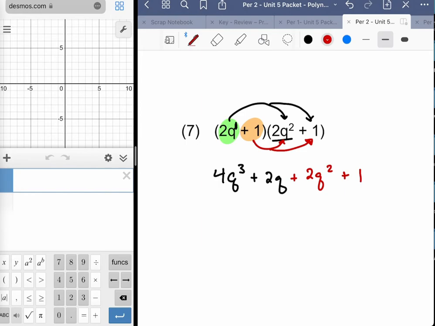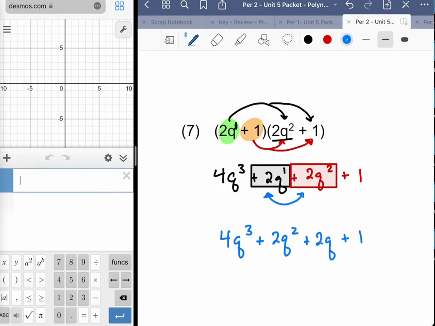I mean, it's like 3 weeks ago now that I mentioned this for the first time, but we want to have our answer in descending order. All right, descending order means highest powers come first, then the next lower, then the next lower, then the next lower. So you see here, we have power of 3, power of 1, power of 2. We need to swap this term with this term, bringing the signs along for the ride. So our final answer would be 4q cubed plus 2q squared plus 2q plus 1.